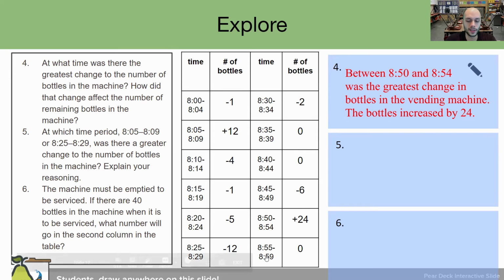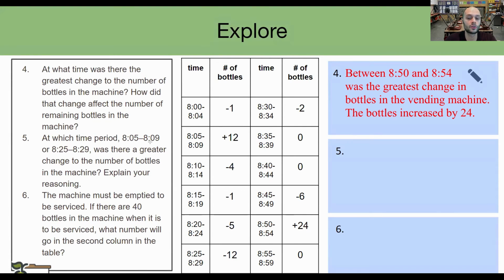Explain your reasoning. Okay, so for this one, I want to annotate on the screen. They're talking about 805 to 809. So let me highlight that. 805 to 809 is right here. And then let's use a different color. They're talking about 825 to 829. All right, here we go. So take a minute and ask yourself, between the information provided here, which one had a greater change to the number of bottles inside the vending machine? Please pause the video and go ahead and try to answer that.